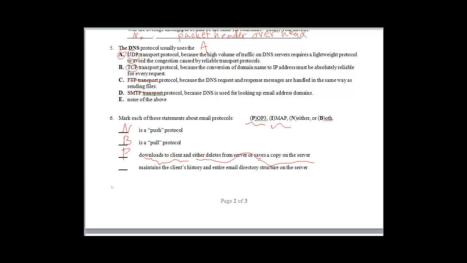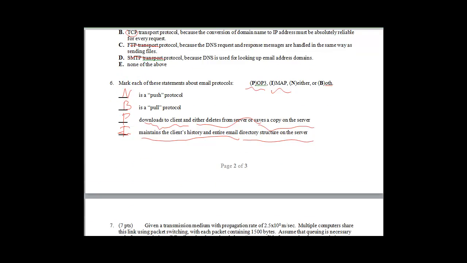POP3 is the one that does that. And then which one maintains the client's history and entire email directory structure on the server? That is IMAP. So neither are push protocols, both are pull protocols. POP3 downloads to the client and either deletes from the server or saves a copy on the server, and IMAP maintains the client's history and entire email directory structure on the server.